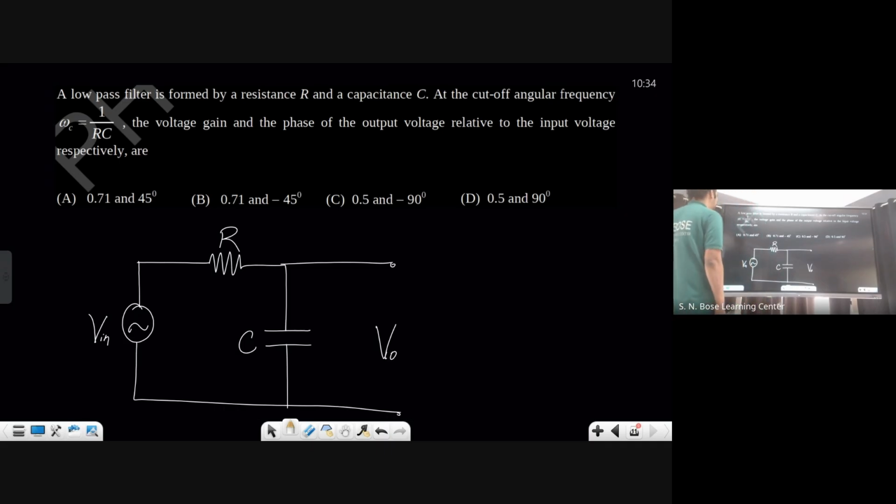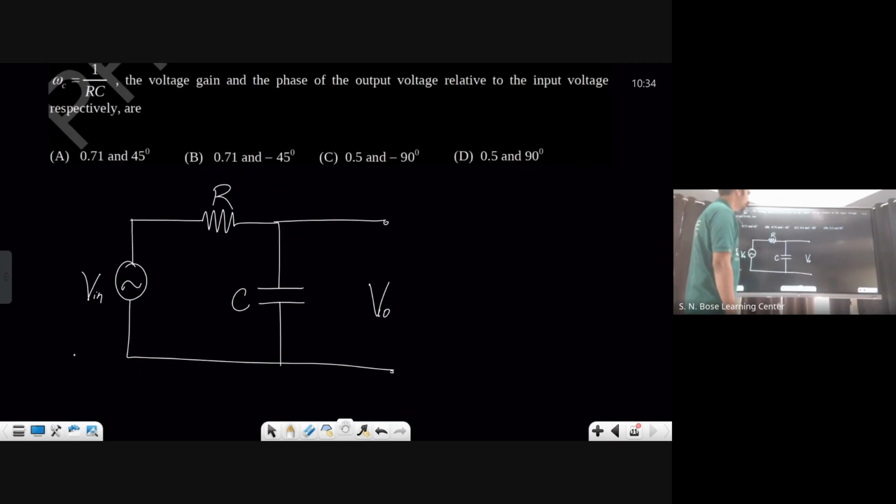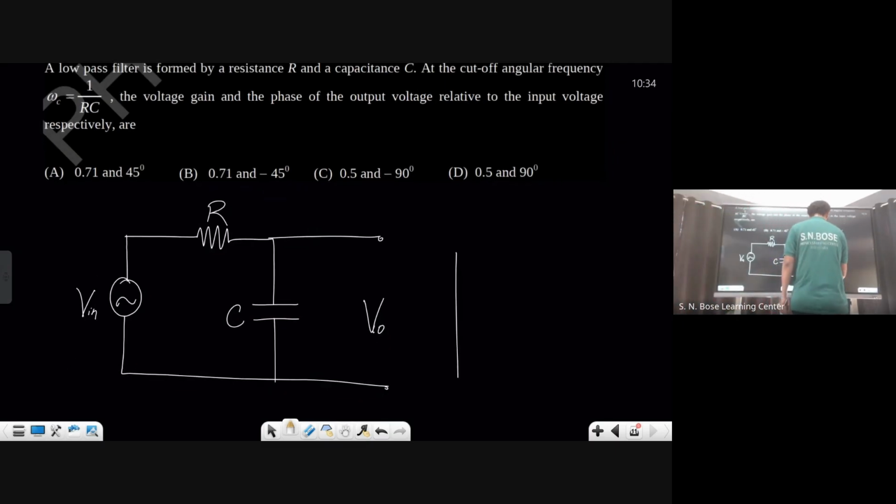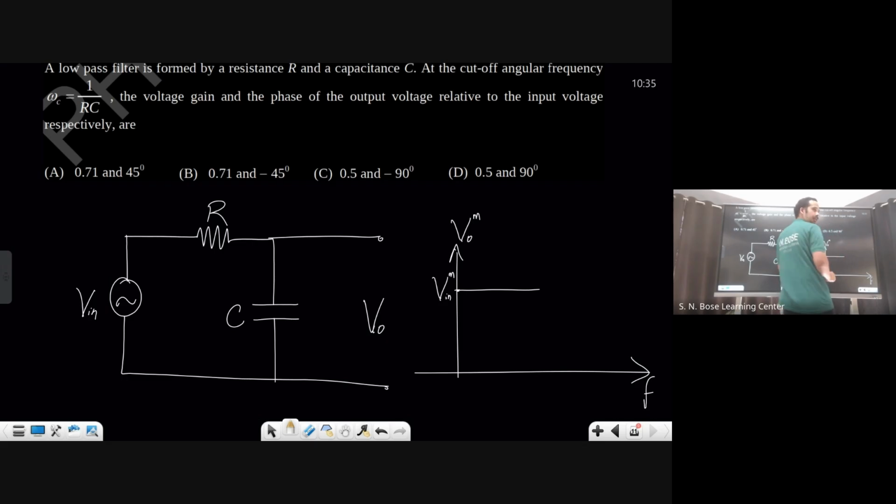At the cutoff frequency omega c equal to 1 by RC, find the voltage gain and the phase of the output voltage relative to the input. I hope you know that in a low pass filter, if you plot V naught versus frequency, what will happen? At low frequency, V naught is the same as V in. Their peak values are compared. Phase difference will be there. Gain will be 1 at low frequency.